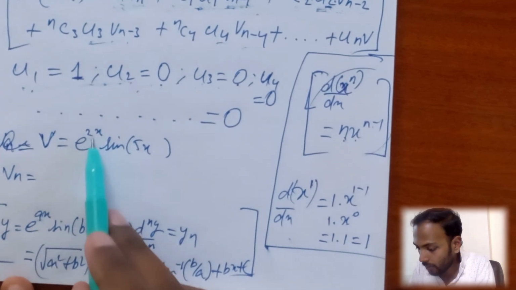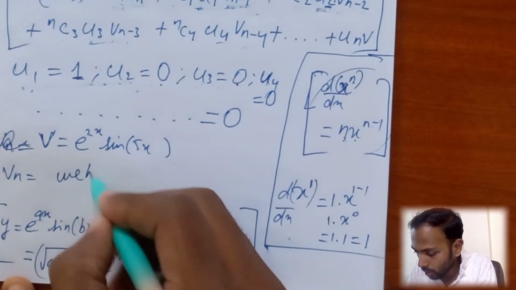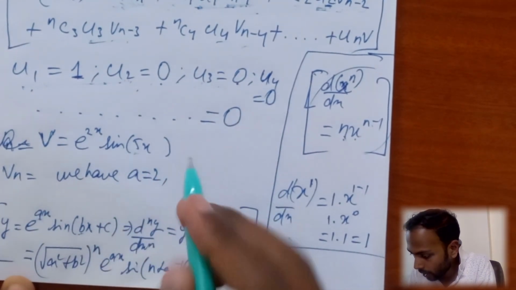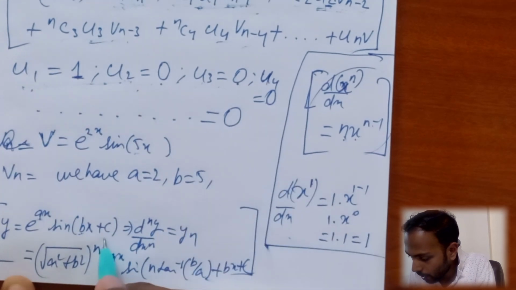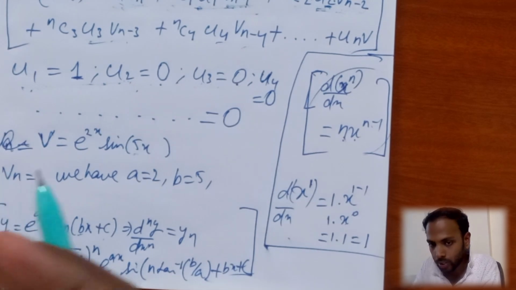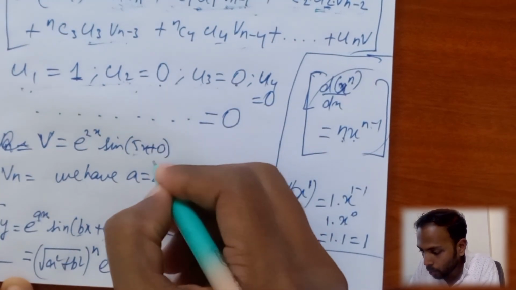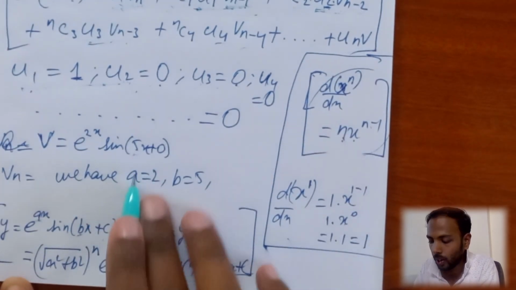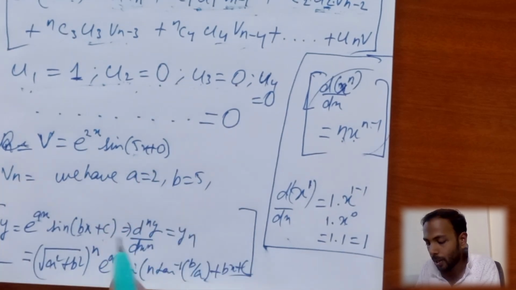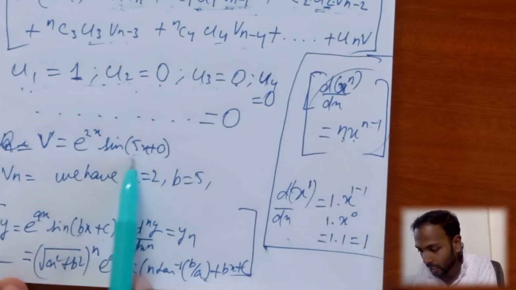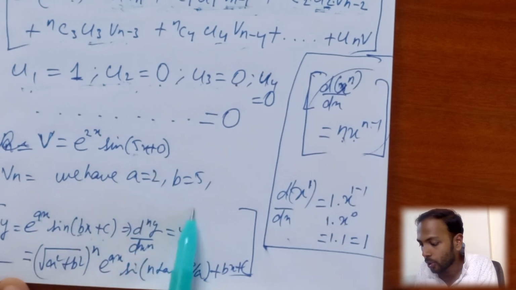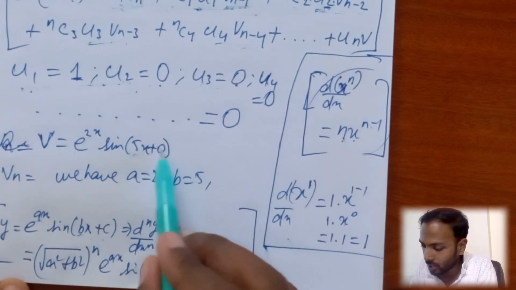See, in place of a, we have 2. So we have a as 2. In place of b, we have 5. So b is 5. In place of c, there is nothing. There's only 5x here. So to give some value to c, I'm just going to put plus 0. 5x plus 0 is 5x only. I'm just trying to make it equivalent to this particular form so that it gets the eligibility to apply this formula.